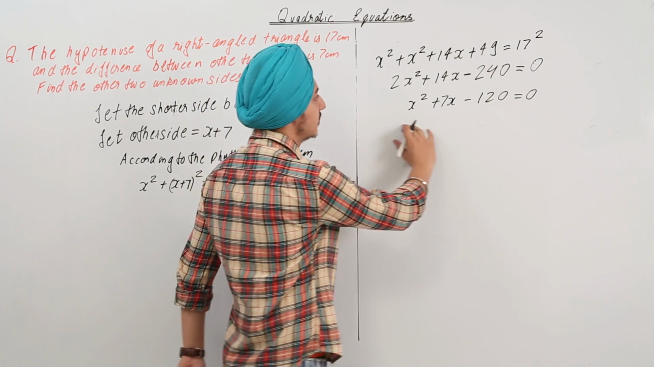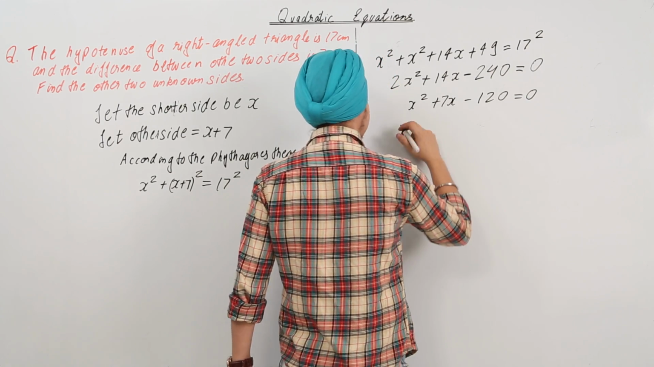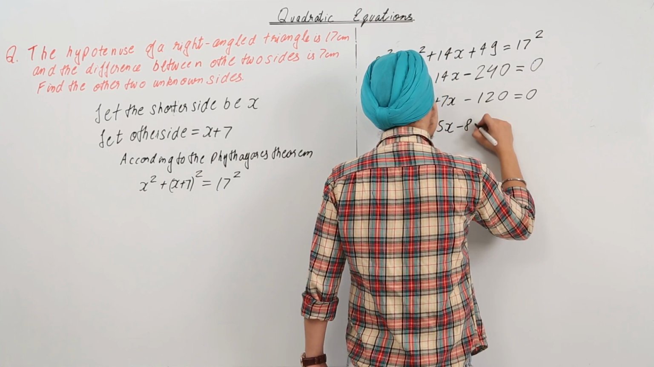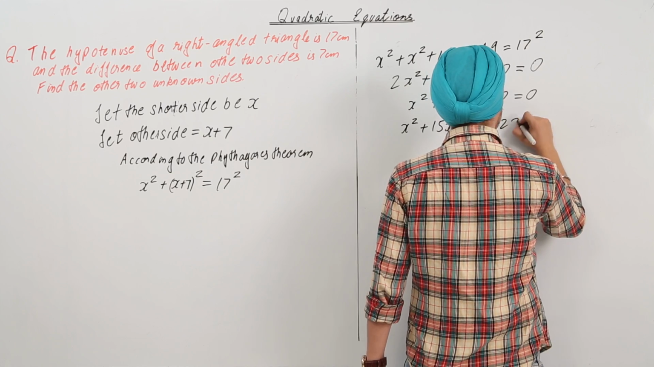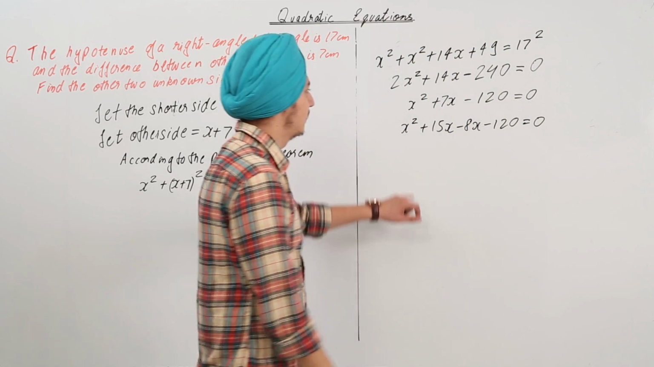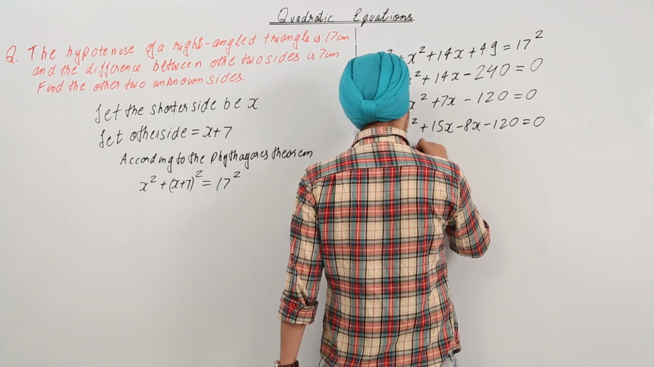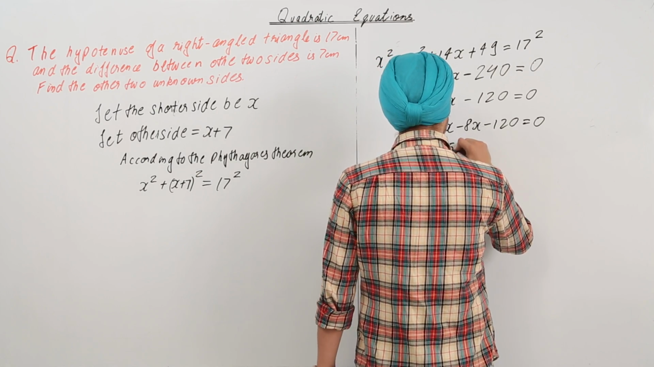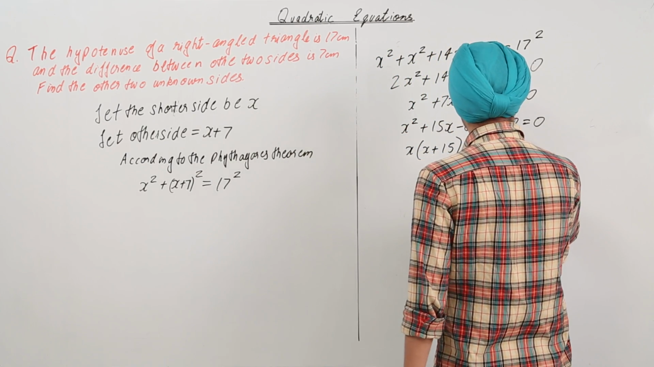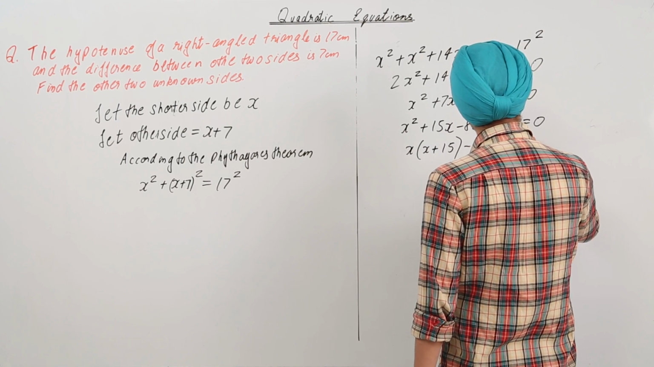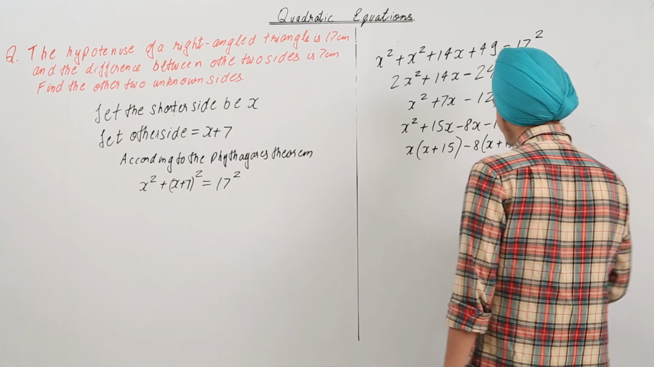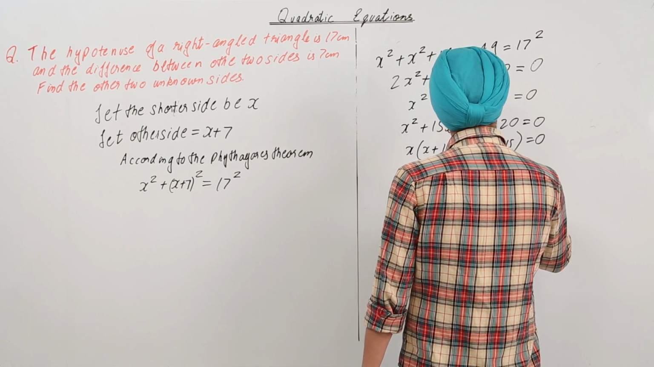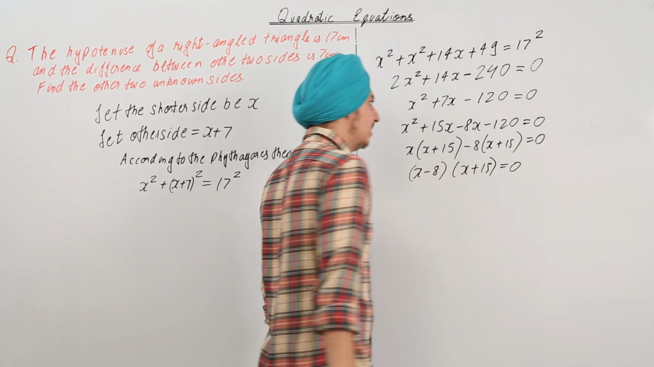Now again we will solve this equation by splitting of middle term or by factorization. We get x square plus 15x minus 8x minus 120 is equal to 0. I've just done the factorization. Then we take x common from the first two terms, we get x into x plus 15, minus 8 common from here, we get x plus 15 equal to 0. We get over here x minus 8 and x plus 15 equal to 0.